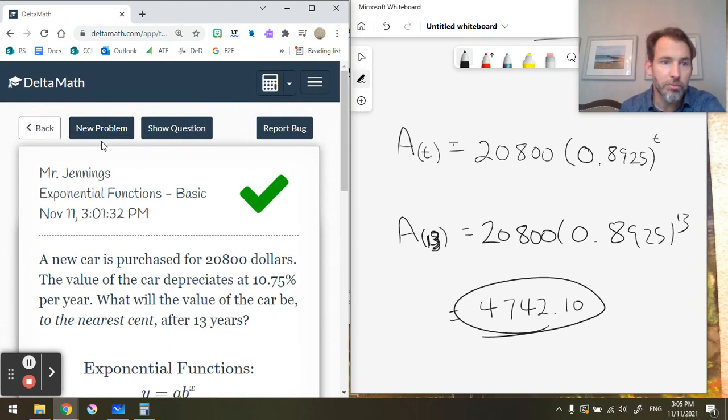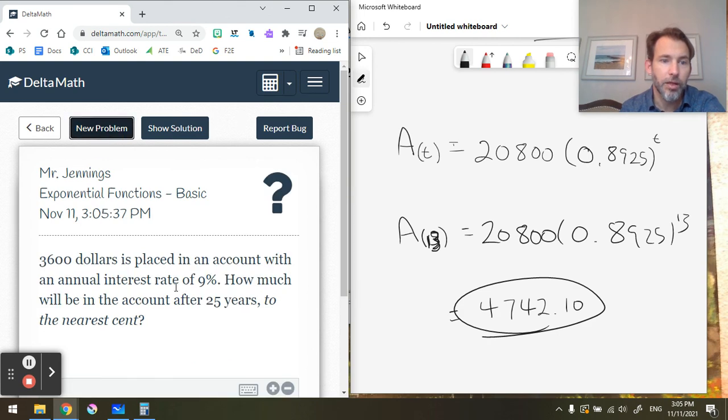New problem. Let's see if we get some different problem types in here. No, it's the same type of problem.